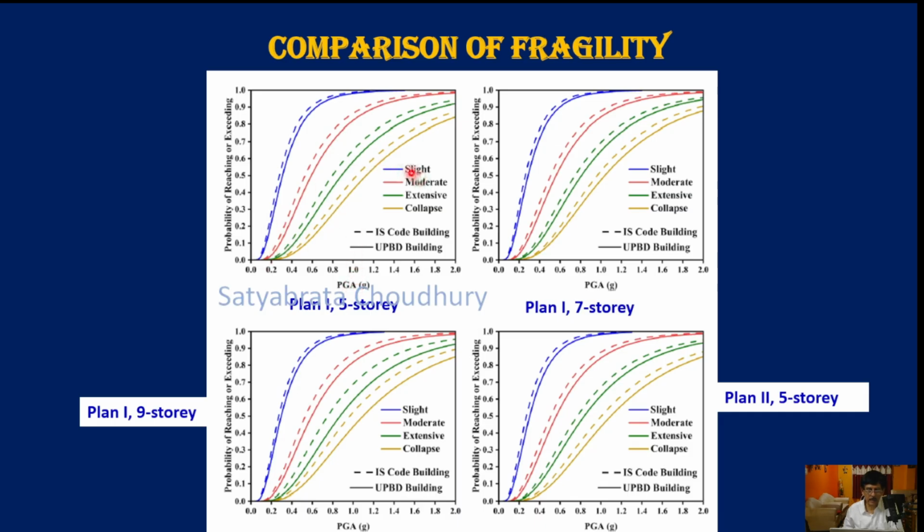Now the damage states are slight, moderate and extensive damage. So depending on the damage type, you have different PGA for the same probability of exceedance. Say the probability of exceedance is 40% for that damage state, then for slight damage the PGA is 0.2 g. For 40% probability of exceedance for moderate damage, the PGA is 0.45 g, and like that. So this way you can see that all the UPBD buildings are better in fragility.